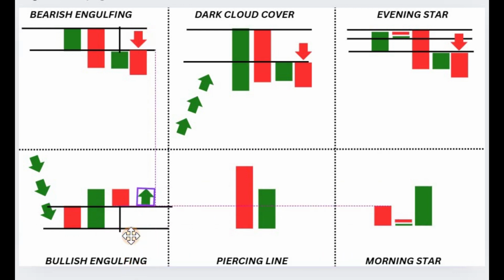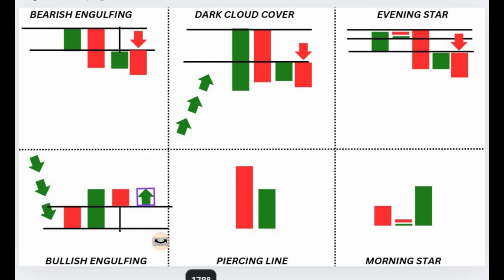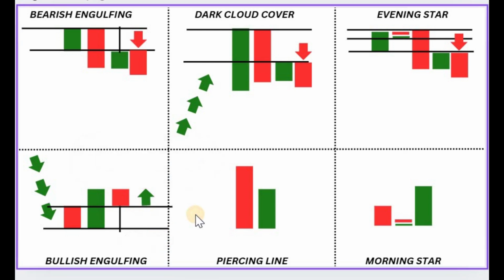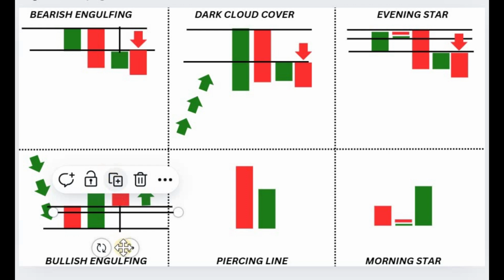Yes. So this is what we have for the bullish engulfing pattern. Now we come to the next pattern, which is the piercing line pattern. Now the piercing line pattern is the opposite. Like I said, it is the opposite of the dark cloud cover.